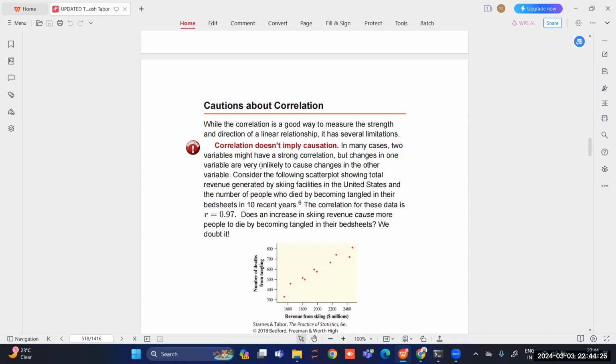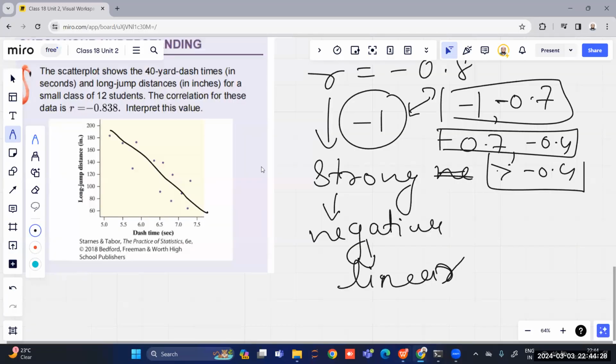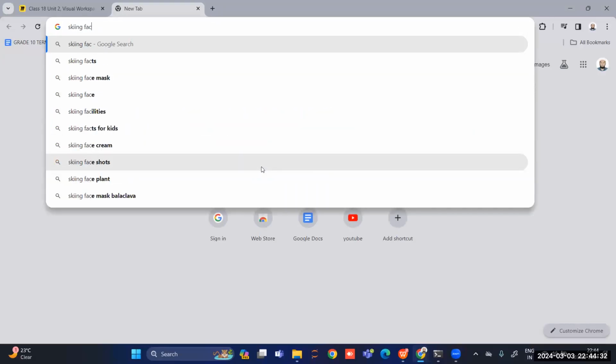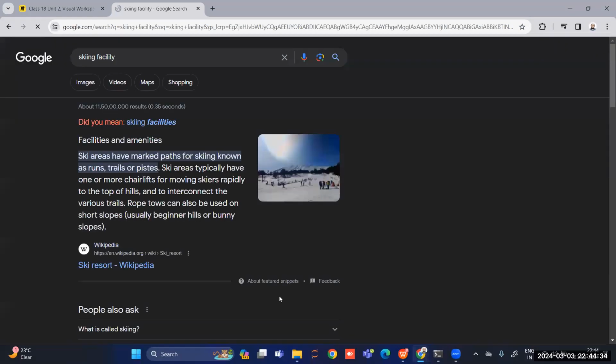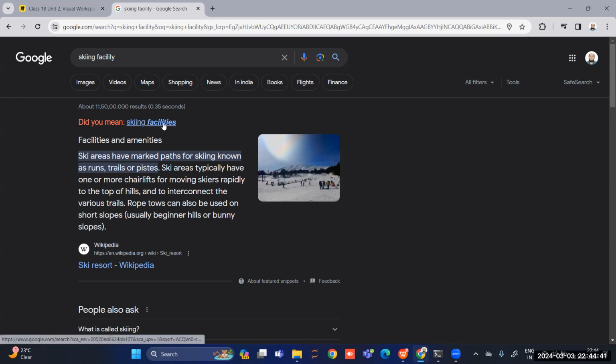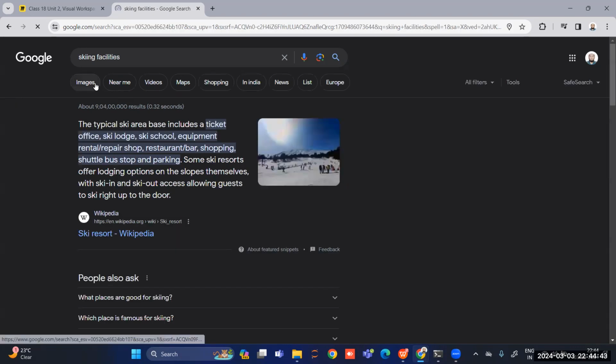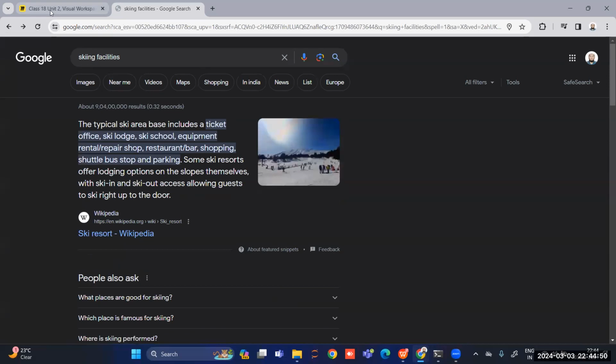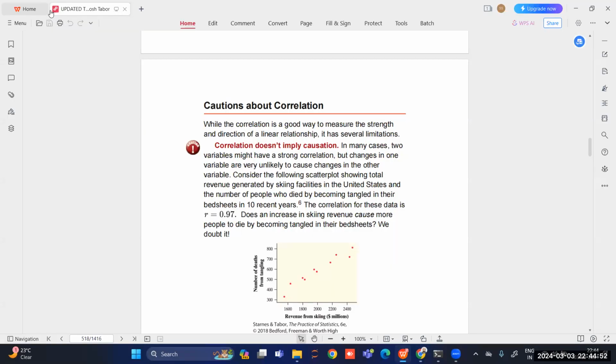What is a skiing facility? I'll search about it. Just a minute. I don't know about the skiing facility. Skiing facility. Ski areas have marked paths for skiing known as runs, trails, or pistes. Okay, skiing facility. And what he's telling is that many people use skiing facilities.